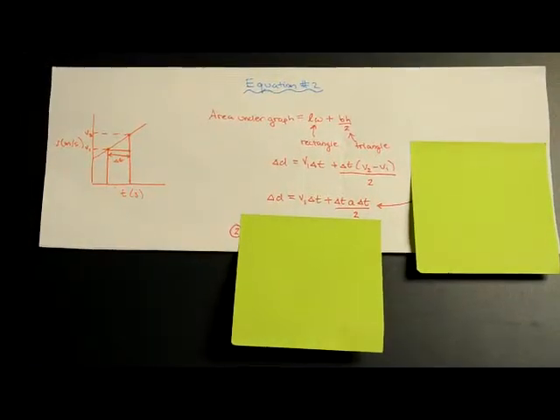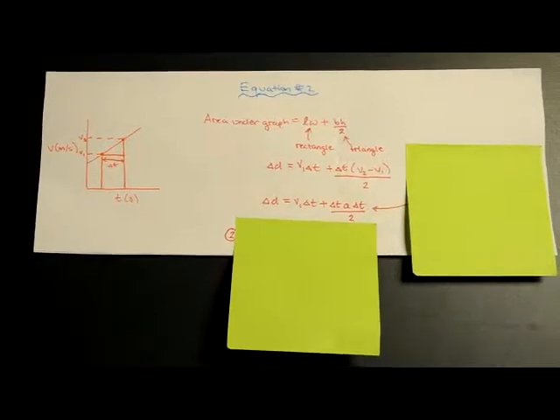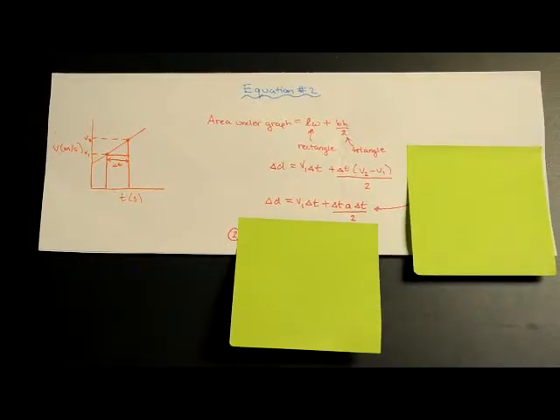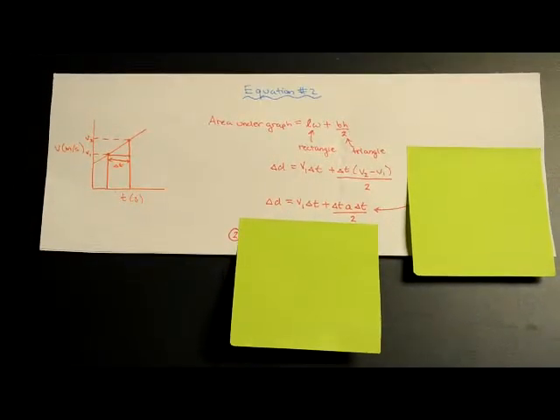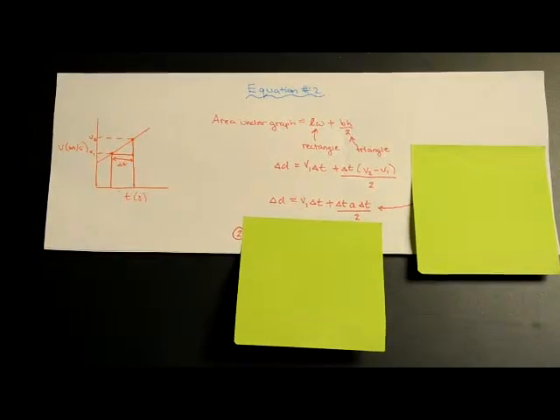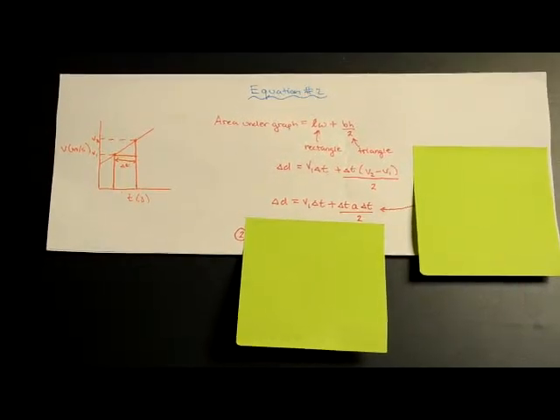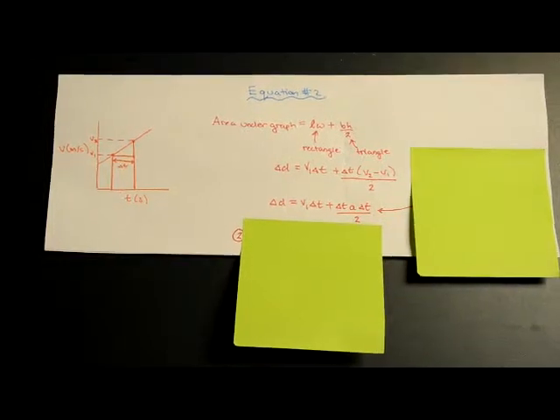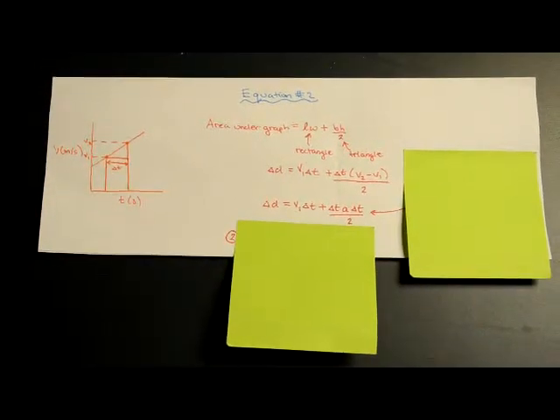So the area under the graph equals length times width plus base times height divided by 2. Knowing this, we can sub in our graph variables into the equation to get v1 times delta t plus delta t times v2 minus v1 all over 2.